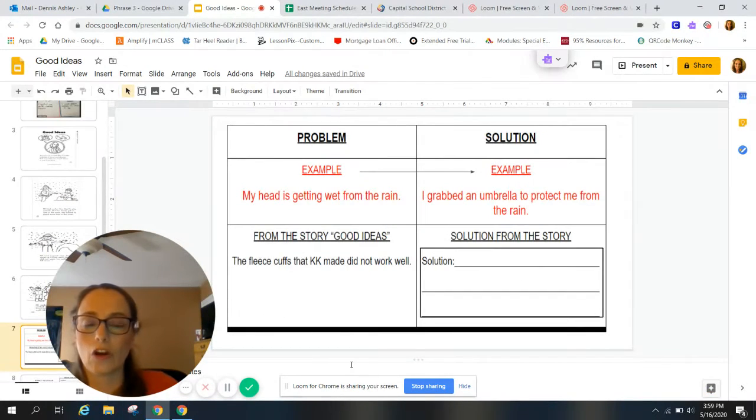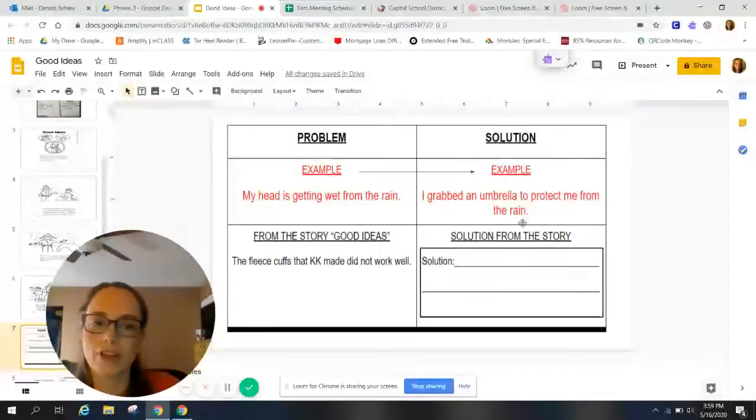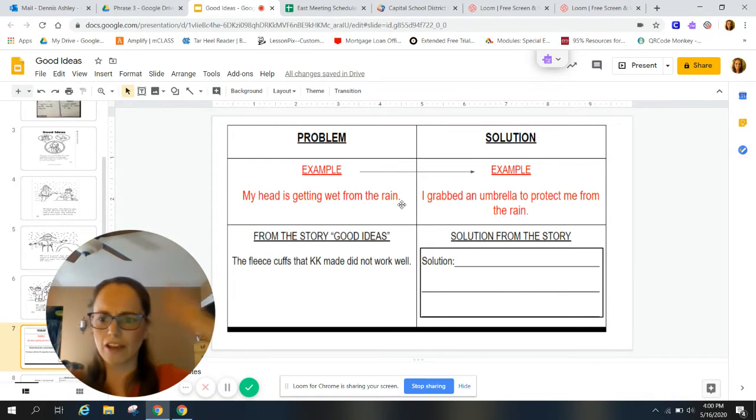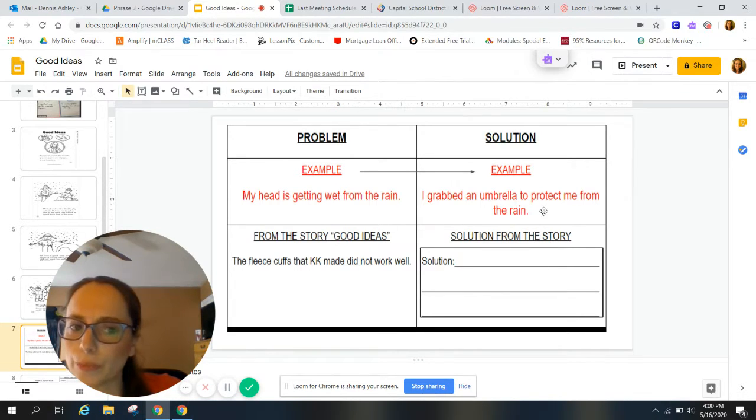Alrighty, so let's go to the graphic organizer. So I said the first column here is a problem, and the second column is our solution. So let's look at our example. Our example says, my head is getting wet from the rain. If you go outside and your head and everything's just getting wet, what should you do? Well, the solution is I grabbed an umbrella to protect me from the rain. So that's a pretty good idea for that problem, right? So your head is getting wet, so you use an umbrella.